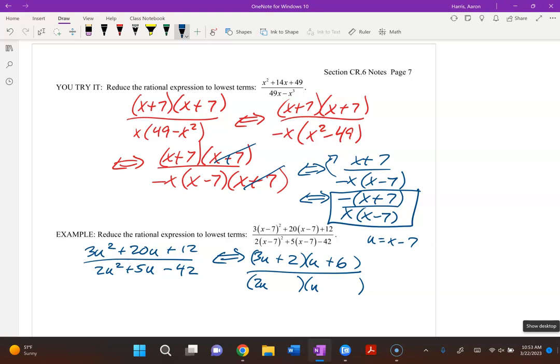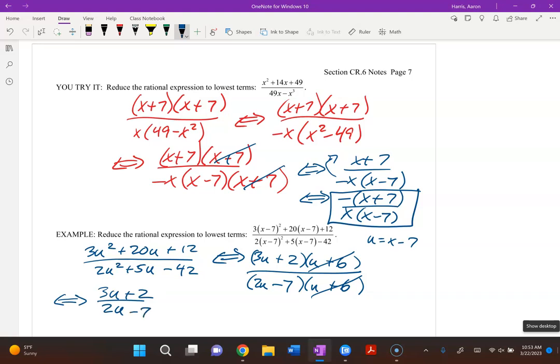And then I go ahead and do similarly with the 2u and the u. Try factors of 42. And I FOIL that back, make sure that works. 2u squared plus 12u minus 7u. There's that 5u in the middle minus 42. So that works. And then notice the u plus 6's cancel. So we're left with 3u plus 2 over 2u minus 7.